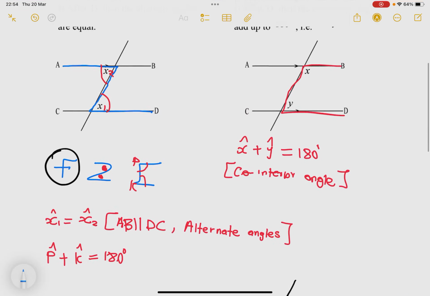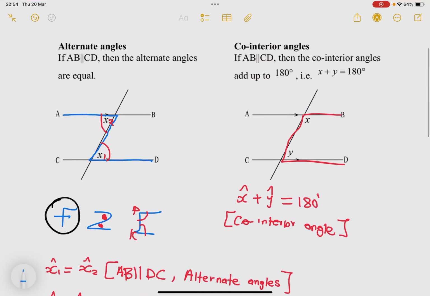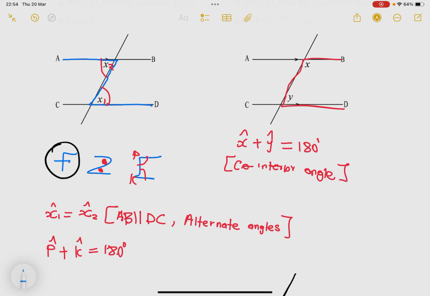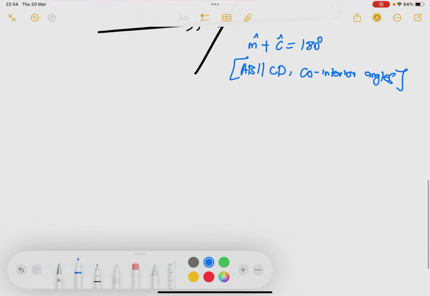So we are actually done, guys, with the properties of parallel lines. I think we are just going to move to something a little bit different, but this is everything that you had to know about the properties of parallel lines. So let's just do a slight revision before I go off.